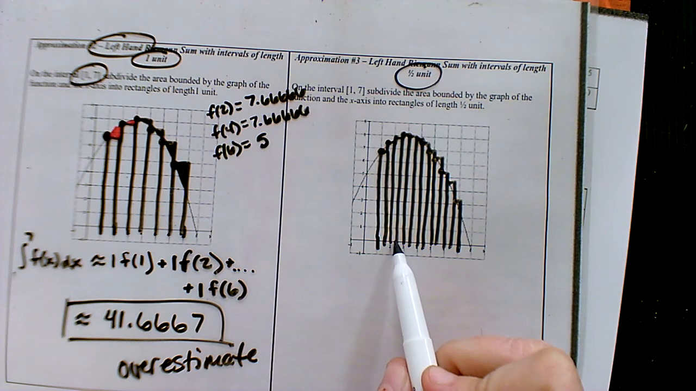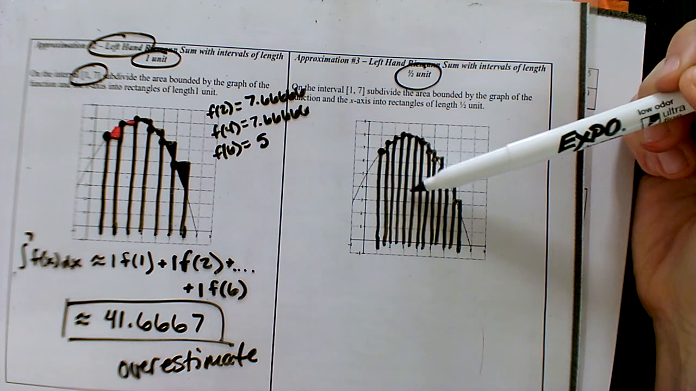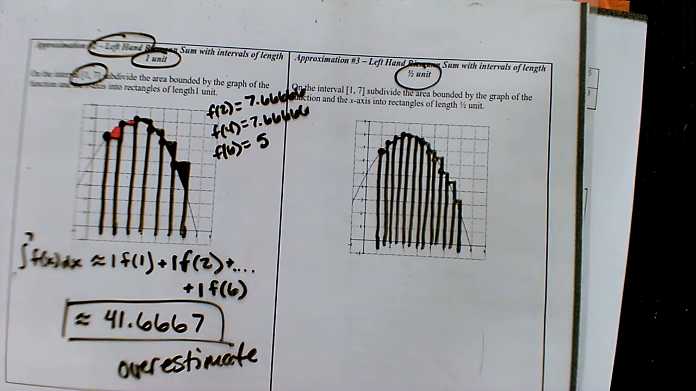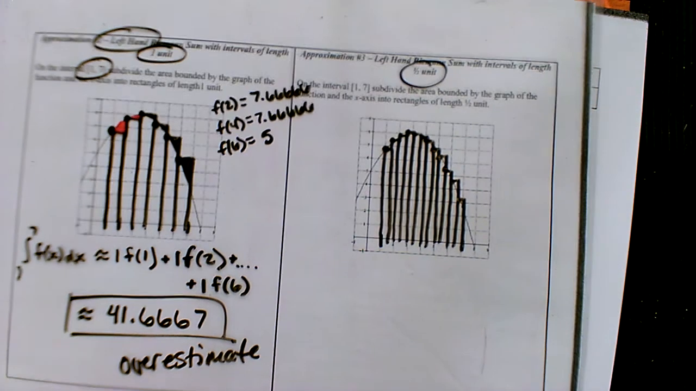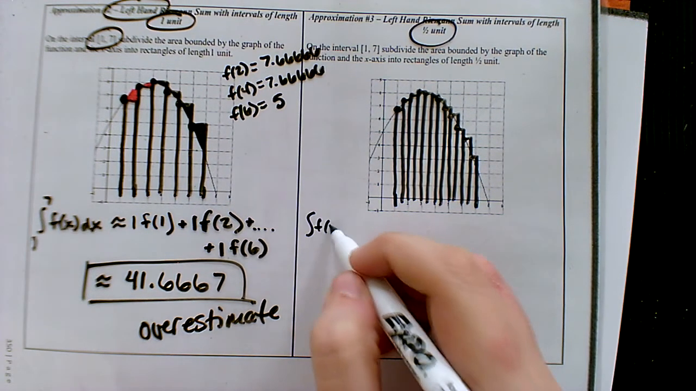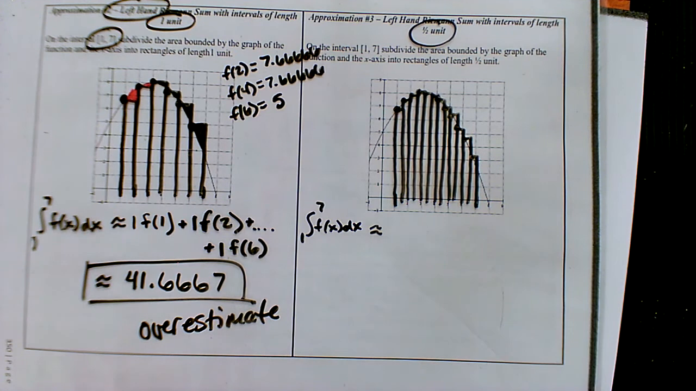All right, 1, 2, 3, 4, 5. My eyes are starting to cross. 1, 2, 3, 4, 5, 6, 7, 8, 9, 10. I got 12. All right, we got to do 12 of them. So the area under the f of x curve from 1 to 7 is approximately.